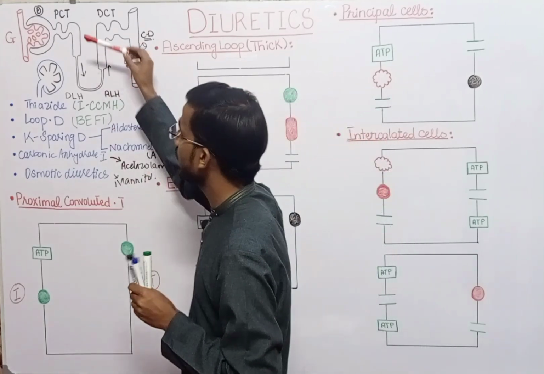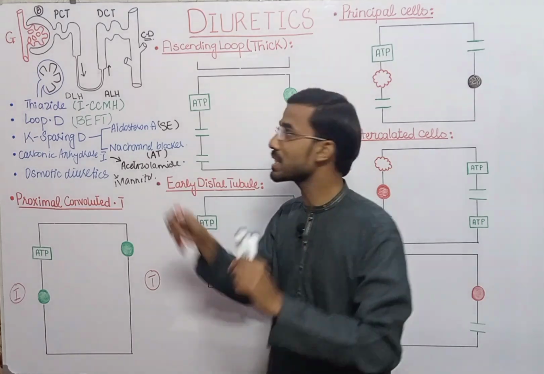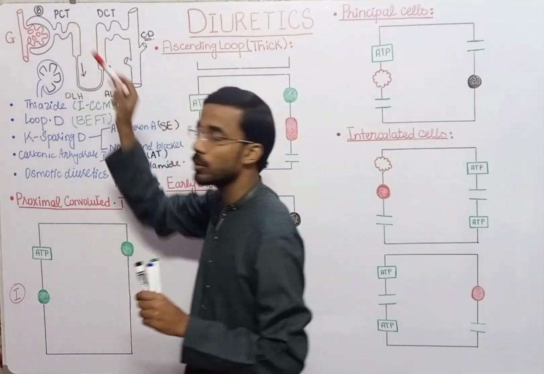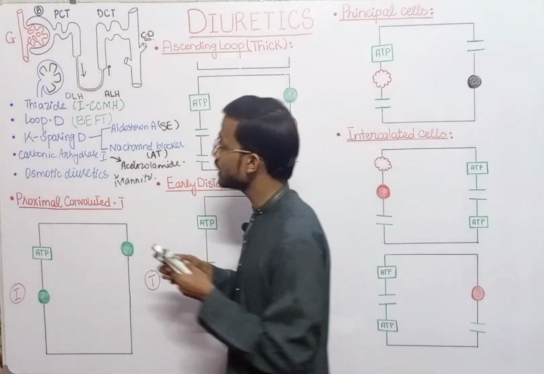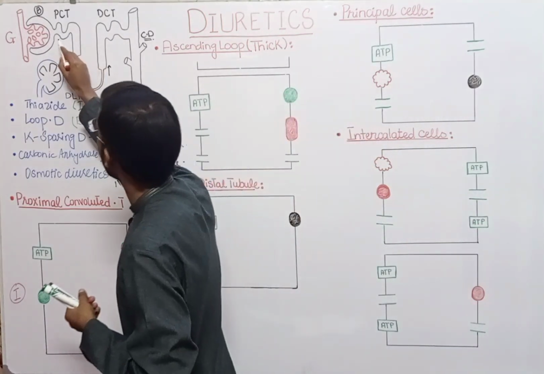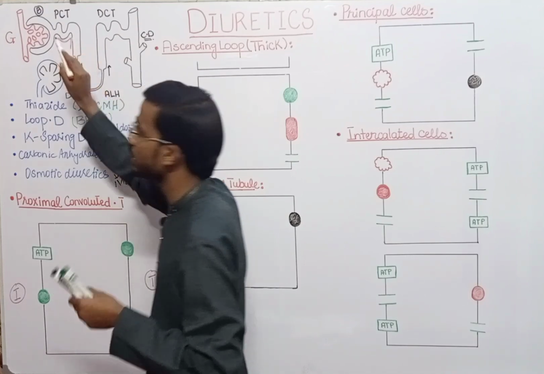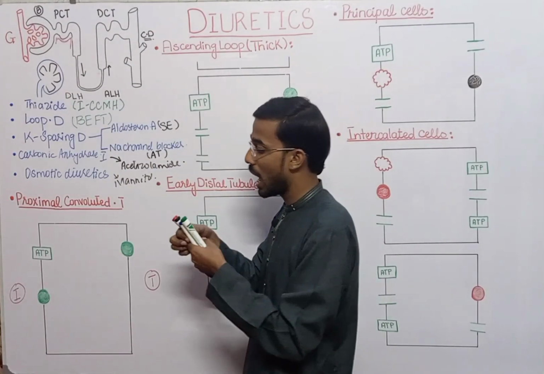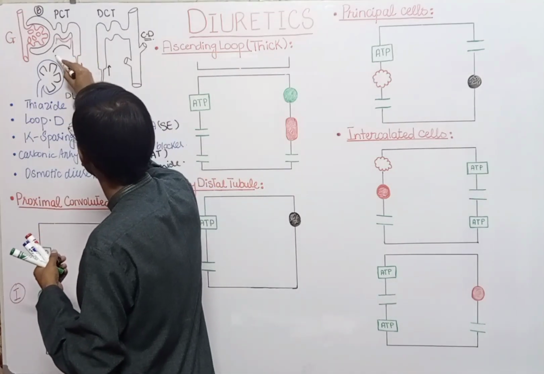The region inside the tube, the region which is present inside the proximal convoluted tubule, is called the tubular region or tubular lumen, and the region which is present outside the proximal convoluted tubule is called the interstitium. And after the interstitium, you will see the blood supply.